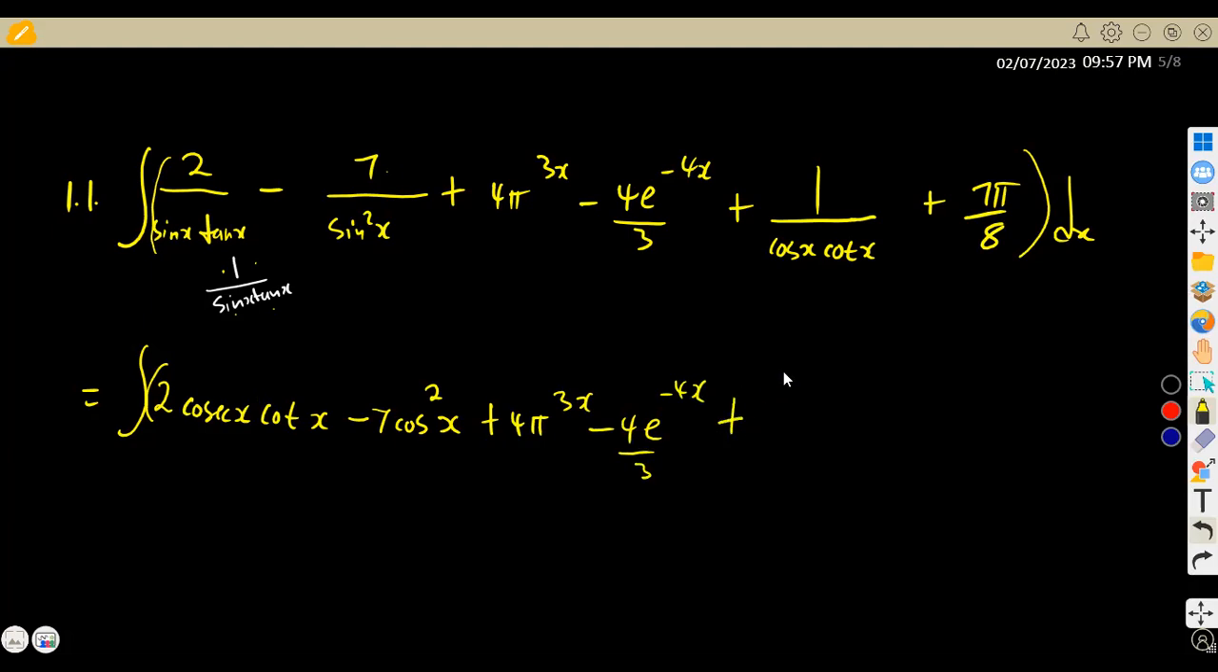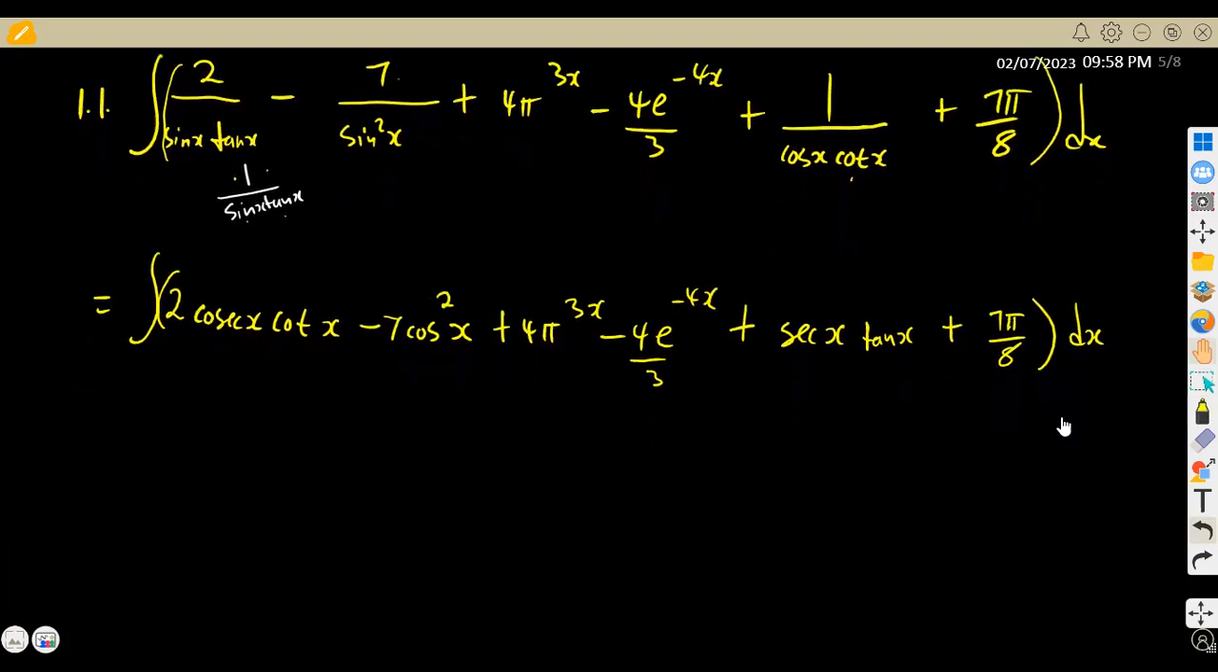Then we move on to 1 over cos, 1 over cot. 1 over cos is sec, so you're going to have sec x. Then 1 over cot, just like 1 over tan gave us cot, is going to give us tan. So this is going to be tan x. Guys, please revise your trigonometry as much as you can. Plus 7 pi over 8 with respect to x. That's what you're going to have in this case.